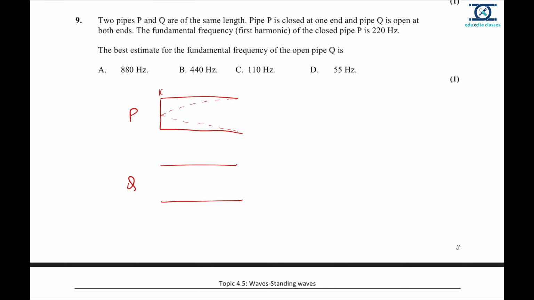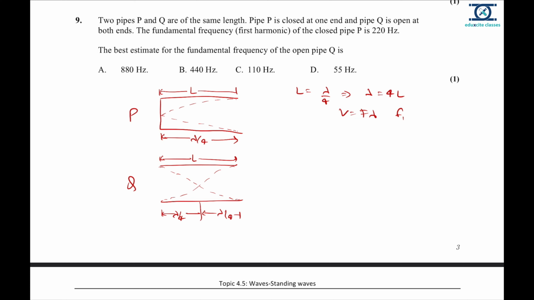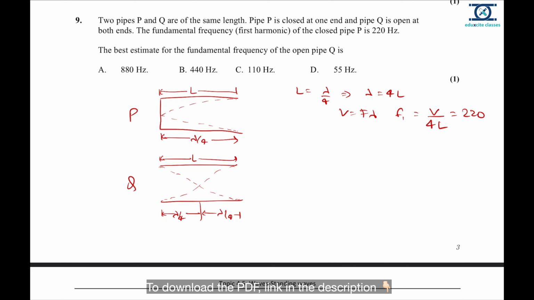So let us say this is length L, this is also length L, and here it will be forming like this. So here I can say this is lambda by 4 again, and this is also lambda by 4 again, and this is again lambda by 4. So here L is equal to lambda by 4, so we get lambda equals 4L. So V equals F lambda. So F1, that is the fundamental frequency, will be V by lambda, which is V by 4L, whose value is 220. Now for this case, L is equal to lambda by 2, so lambda is equal to 2L.